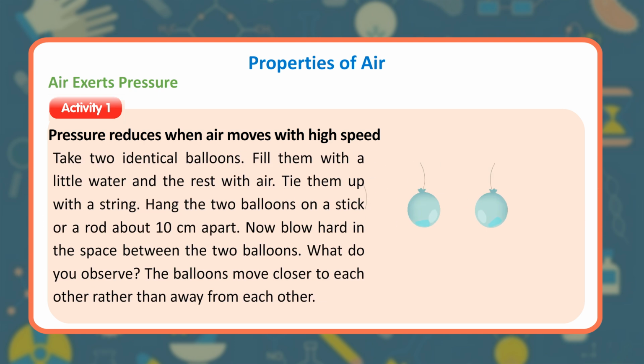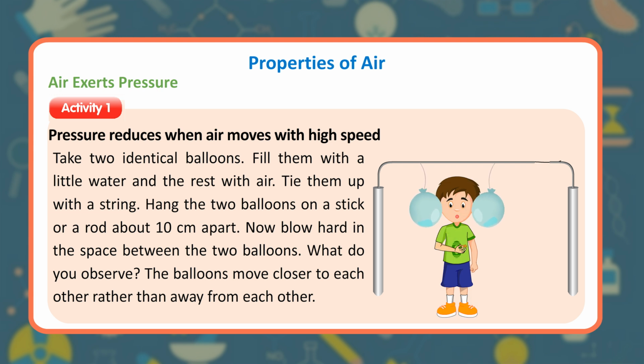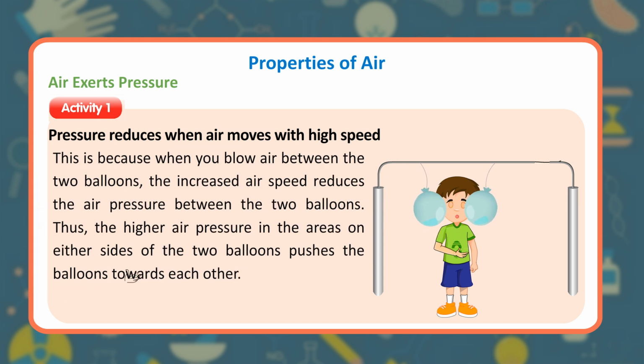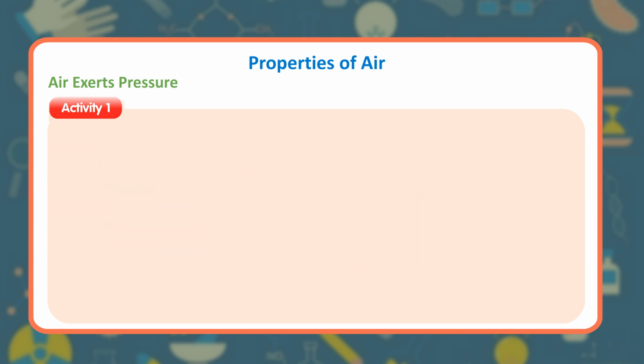Take two identical balloons. Fill them with a little water and the rest with air. Tie them up with a string. Hang the two balloons on a stick or a rod about 10 cm apart. Now blow hard in the space between the two balloons. What do you observe? The balloons move closer to each other rather than away from each other. This is because when you blow air between the two balloons, the increased air speed reduces the air pressure between the two balloons. Thus, the higher air pressure in the areas on either sides of the two balloons pushes the balloons towards each other.